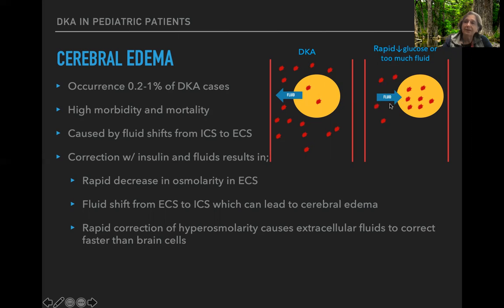Now, when we rapidly decrease our glucose or there's too much fluid too quickly, then the brain doesn't have time to catch up. So a rapid correction of this hyperosmolarity causes extracellular fluids to move faster than the brain cells are able to take it in. This is what causes cerebral edema.